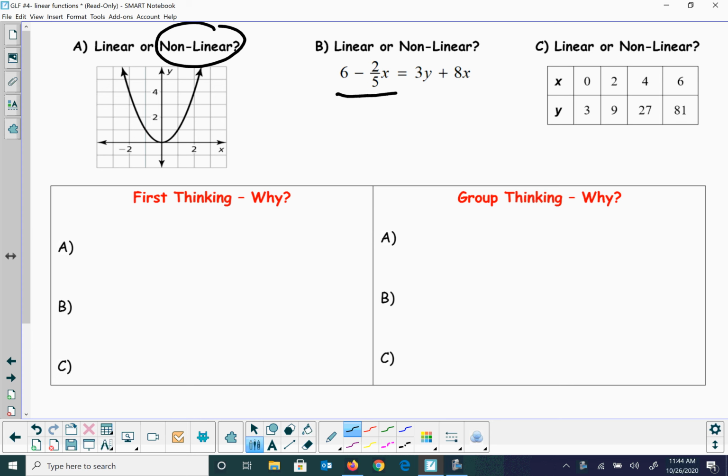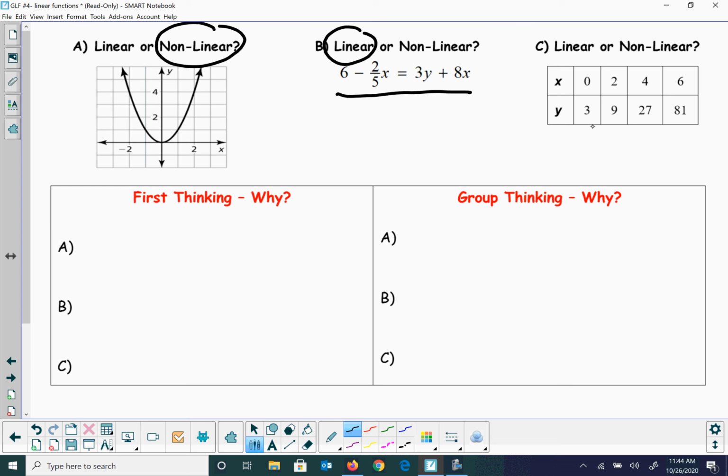It's kind of hard to tell on this one if it's linear or not, but I could start moving things around and get my x's and y's together. This would be linear because all of my x and y values are not raised to an exponent, they're not underneath a square root, they're not in a denominator.